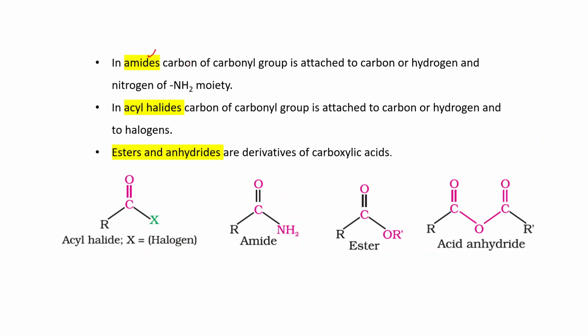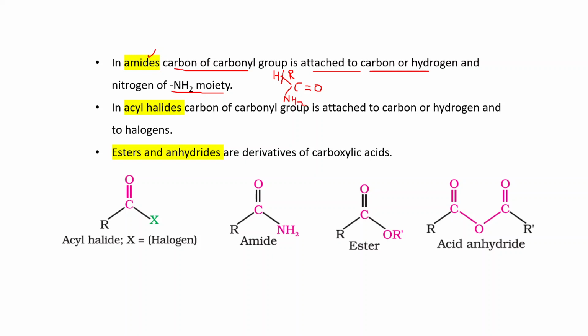In amide, the carbon of the carbonyl group is attached to carbon or hydrogen, and to the nitrogen of an NH2 moiety. You can see this is again a carbonyl group, and one valency may be satisfied by hydrogen or an alkyl group, and the other valency is satisfied by nitrogen, and this nitrogen is a part of the NH2 group.